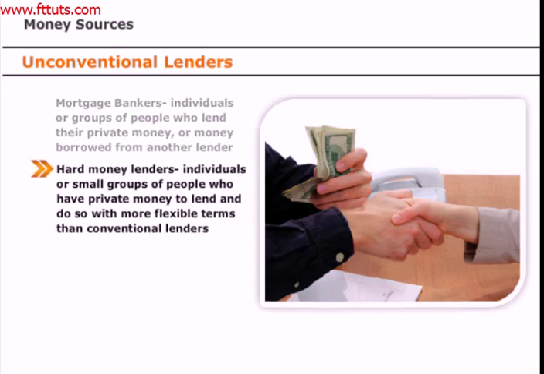Hard money lenders are individuals or small groups of people who have personal money to lend and are willing to do so with much more flexible terms than conventional lenders. However, in exchange for their flexible terms, they typically charge significantly higher interest rates, anywhere between 12 to 18%, and many require the borrower to pay loan origination or upfront points of from 3 to 10 points. Credit scores are not as important to hard money lenders as is the value of the property being purchased.